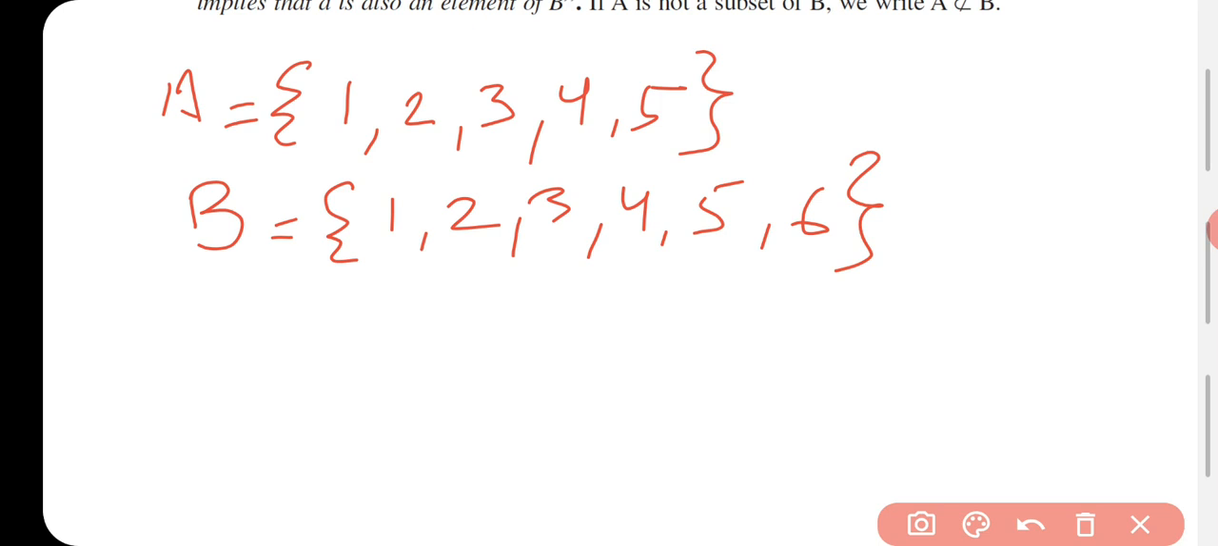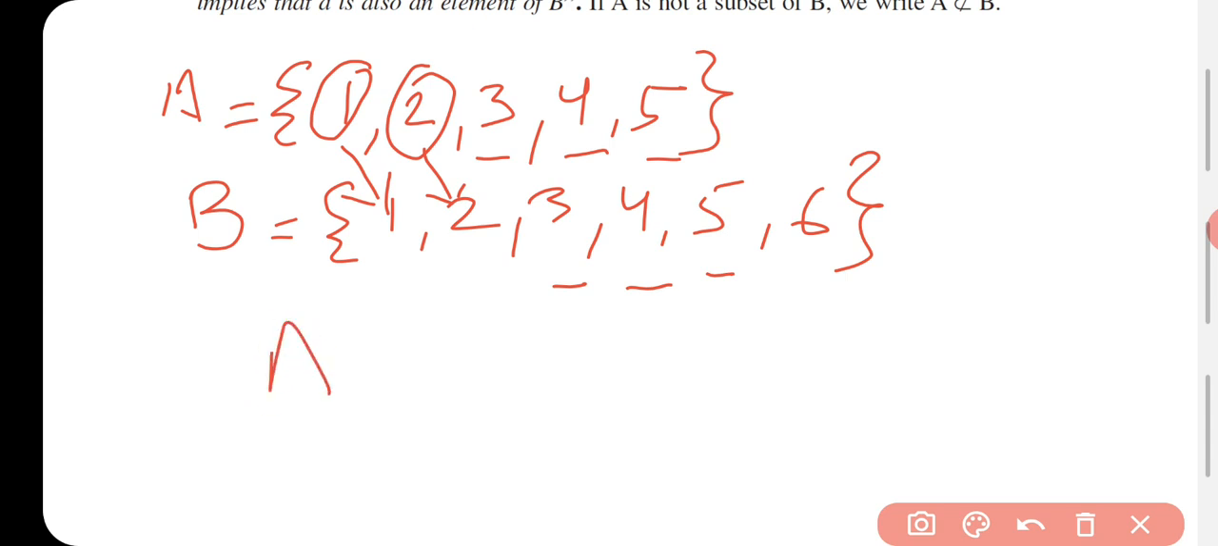What does it mean? The first element of set A is 1, and that element appears in B as well. Another element of set A is 2, which appears in set B as well. Similarly 3, 4, 5, and they all repeat in set B itself. What does it mean? All the elements of set A belong to set B. So A is a subset of B, because all the elements of A are contained in B.